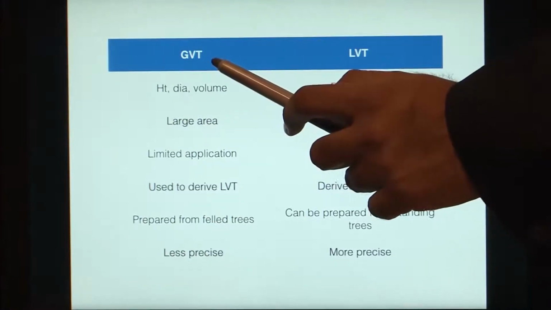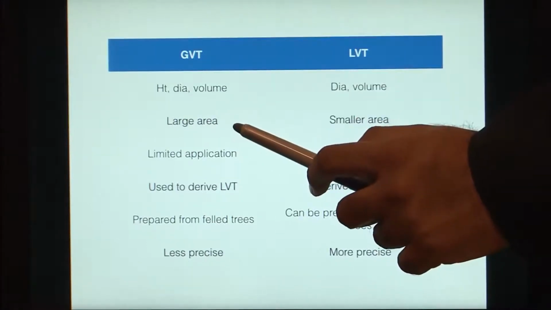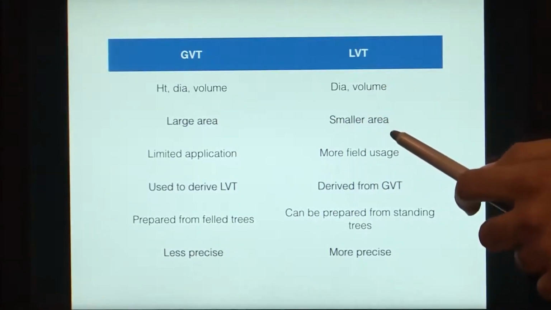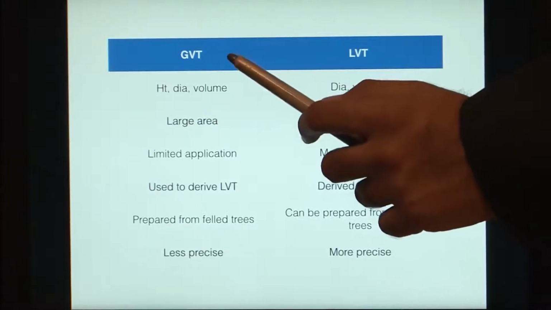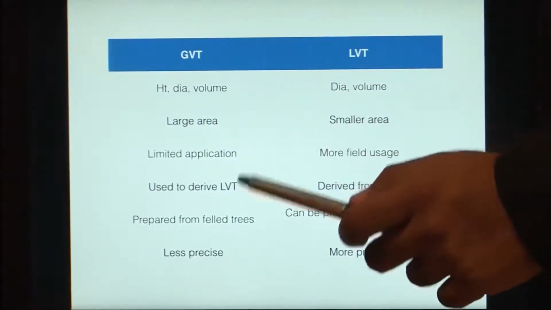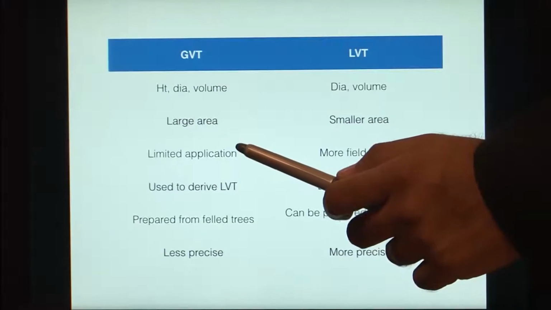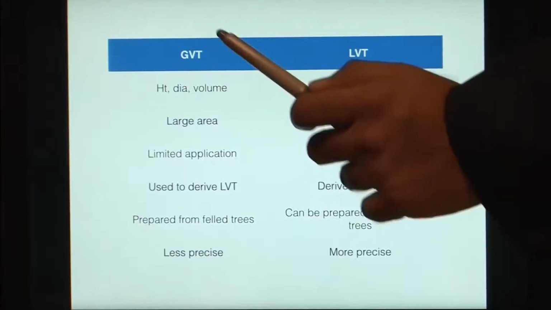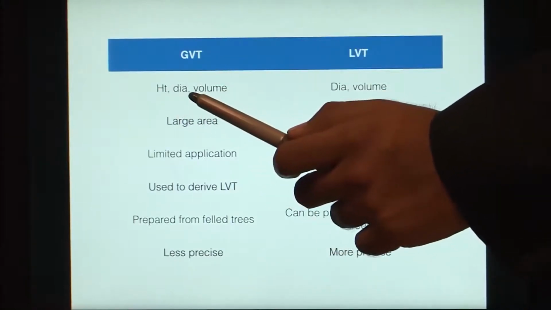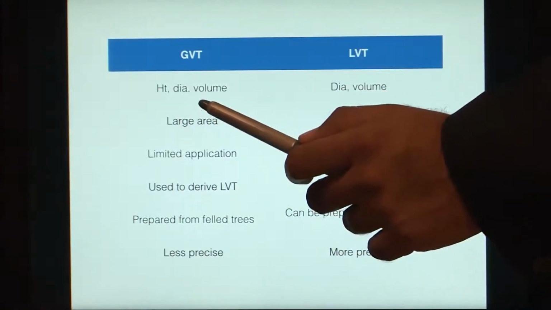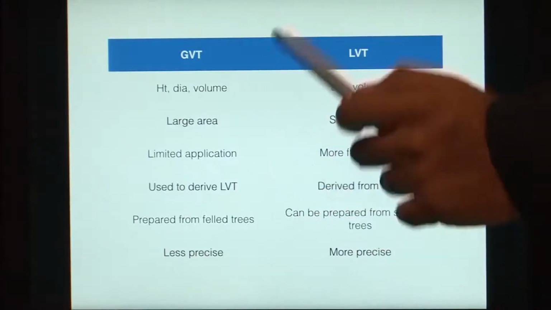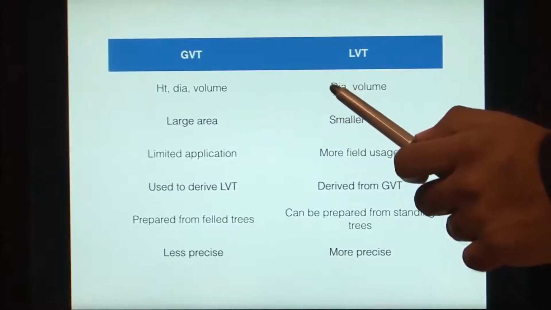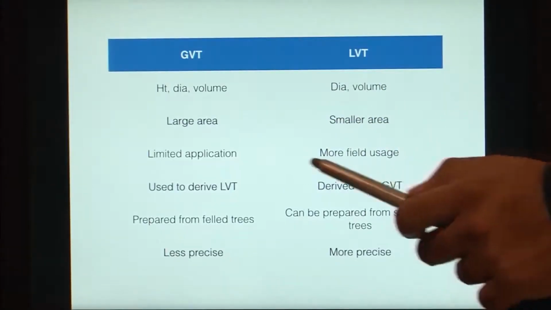Your general volume table can be used for larger areas, whereas a local volume table, as its name suggests, can only be used for a small localized area. The general volume table has a limited application. It is very useful for research purposes, but if you want to use it, you have to measure two values, height and diameter, to get the volume. So, it has limited application in field situations, whereas for a local volume table you only have to measure one value, diameter, so it has more field usage.